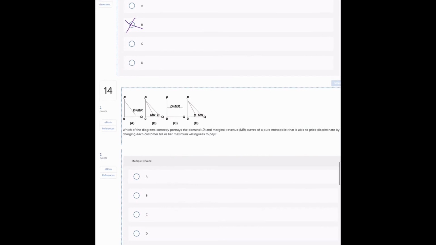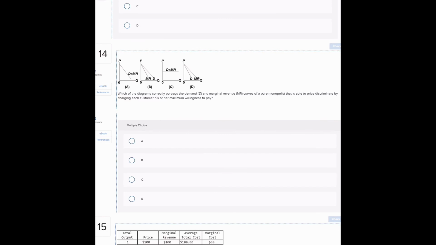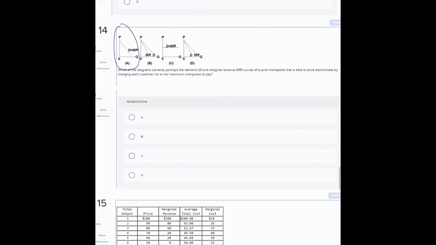Number 14, which of the diagrams correctly portrays the demand and marginal revenue curves of a pure monopolist that is able to price discriminate by charging each customer his or her willingness to pay? And that's going to be this one, because marginal revenue is no longer less than demand. For each additional unit, I can charge a different price. If I can be a perfect price discriminating monopolist, then I can charge each participant what they're willing to pay.